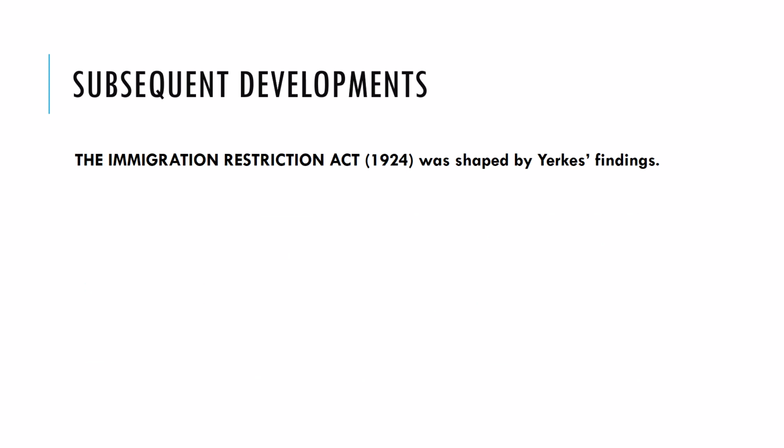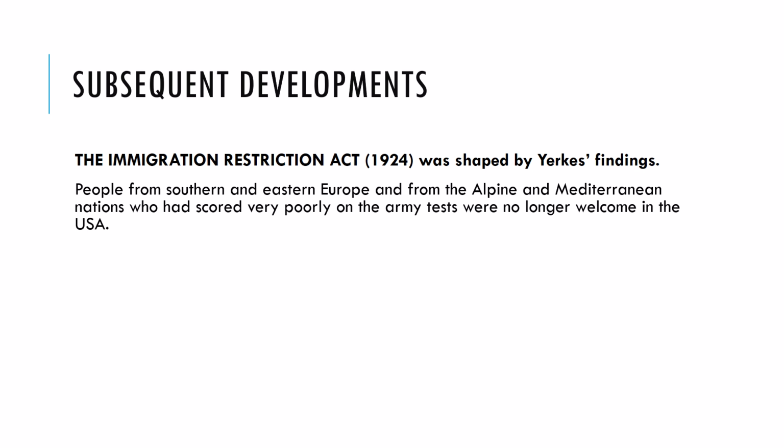And a major subsequent development really was the Immigration Restriction Act. Okay, now, this was in 1924, and this was passed by the US Congress. And it was essentially, unfortunately, shaped by Yerkes' findings. So basically, people from southern and eastern Europe, from the Alpine and the Mediterranean nations, had all scored quite poorly on the army tests, and they were no longer welcome in the USA.